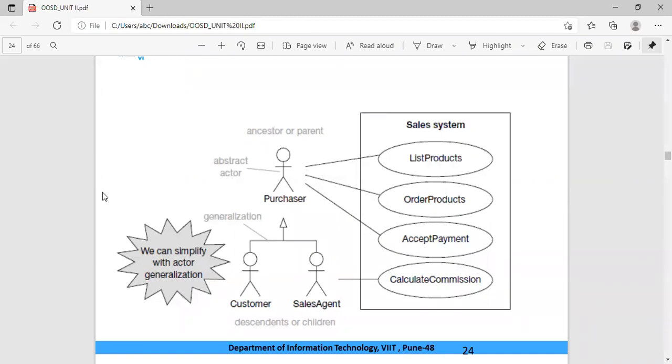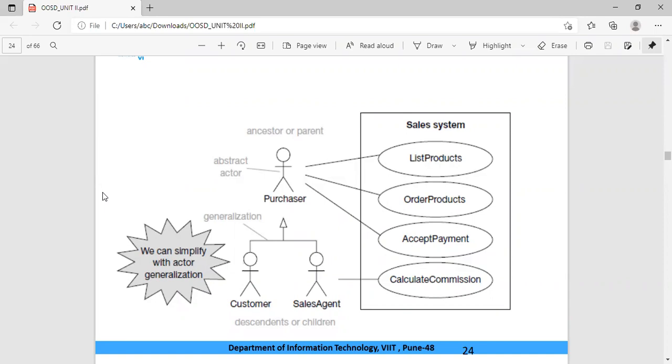So there are three actors: one is the parent actor, and there are two other actors, one is the customer who is purchasing the product, and another is the sales agent who is selling the product. The purchaser, which is the parent actor, is the whole administrator, right? So that is combined for this actor. So we are considering three actors here, along with the functionality. I have displayed four functionalities here: list of products, order products, accept payment, and calculate the commission.